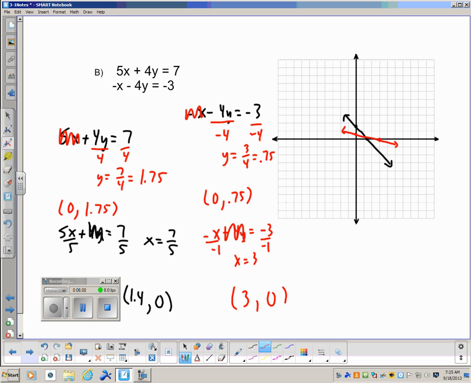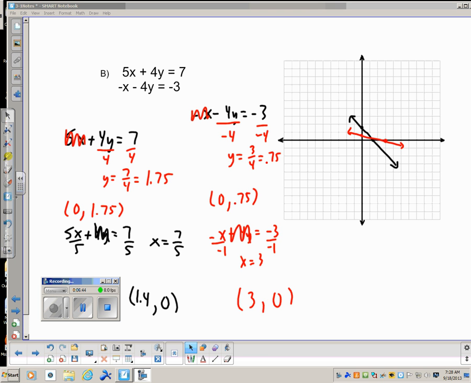So this time it's looking kind of difficult to figure out what point that is. It might end up being, let's see, we got 0.75 and we got 1.75. Looking at this, I'm having a hard time figuring out what that ordered pair would be. So we might want to go ahead and put that in y equals mx plus b form.